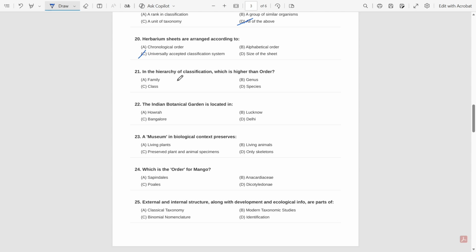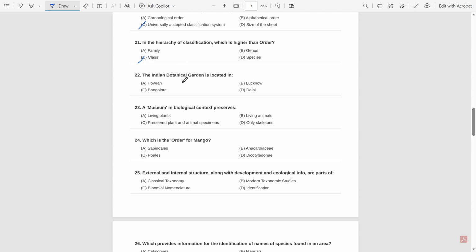21. In the hierarchy of classification, which is higher than order? A. Family. B. Genus. C. Class. D. Species. The answer is C. Why? Orders are grouped into classes, e.g., Primata and Carnivora are in class Mammalia.